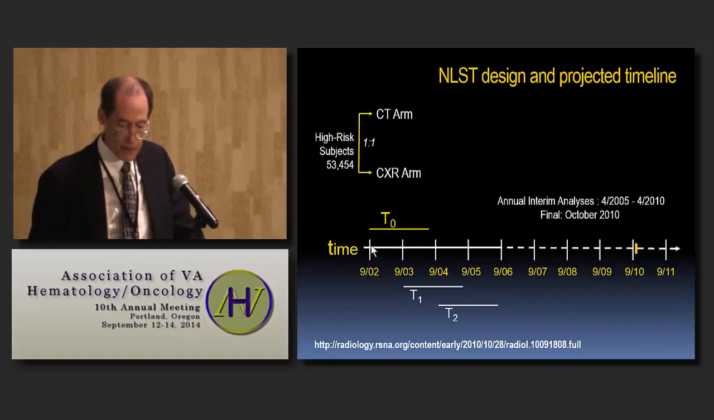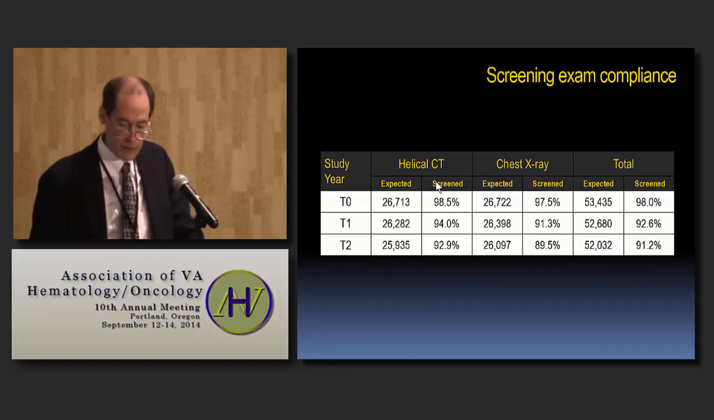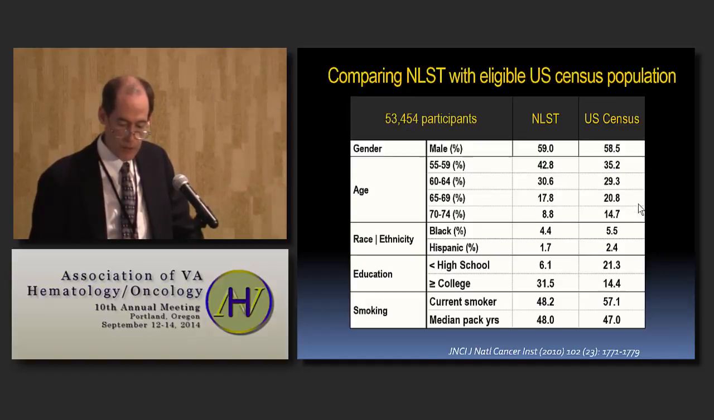Okay. The screening was done in 3 annual screens. So at baseline, T0, and then T1 and T2. And the control arm was chest X-ray. So individuals were randomized 1-to-1 to either get CT scans or chest X-rays, and the final analysis was done in 2010. So you can see the size of these studies and how long they take, so you can't do a lot of these studies. Compliance was very good, over 90% in both arms.